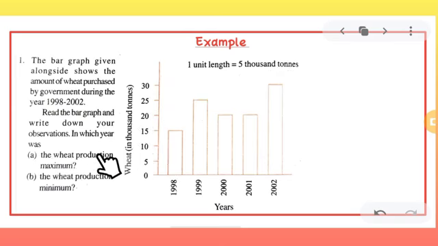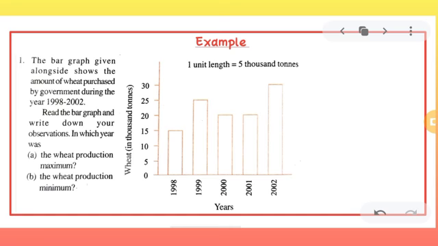Now the wheat production maximum, in which year was the wheat production maximum? So now just look at the bars, and from the bars only you can see that this is the longest bar, tallest bar. Okay, so that means in the year 2002 the wheat production was maximum. Similarly the second question says the wheat production minimum. So again from the bars only you can see that this is the smallest bar. That means 1998 has the least wheat production.